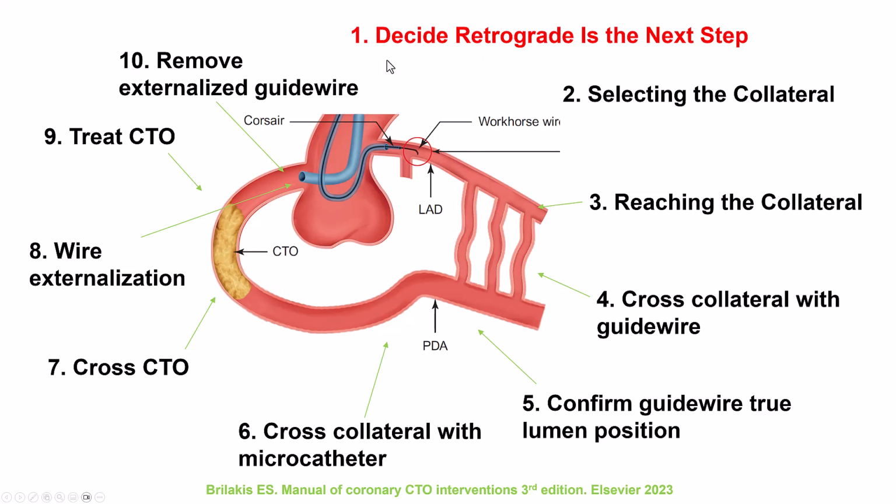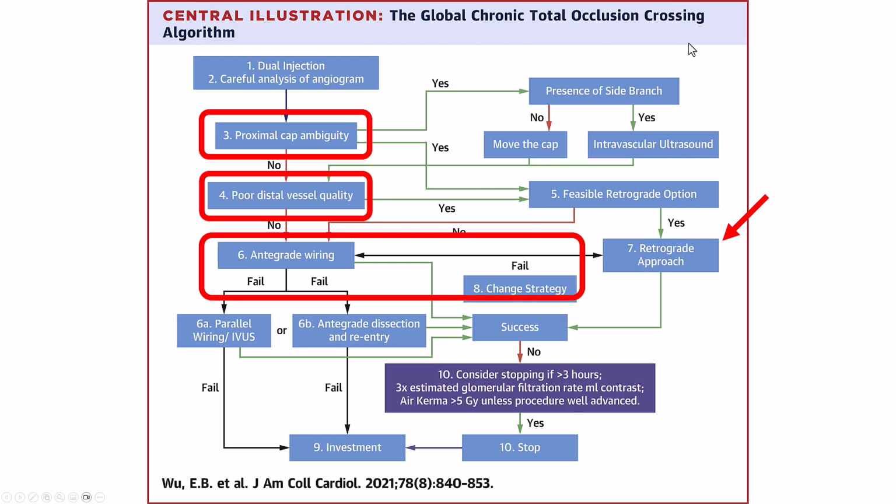The first one is to decide that the retrograde approach is the next step during the procedure. Based on the global CTO crossing algorithm, there are certain anatomic characteristics that favor the retrograde approach, as long as the retrograde approach is feasible, and those are proximal cap ambiguity and poor quality distal vessel. But of course, the retrograde approach can be used in patients in whom the antegrade crossing attempts are not successful.